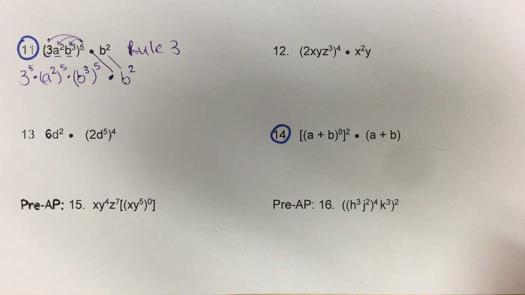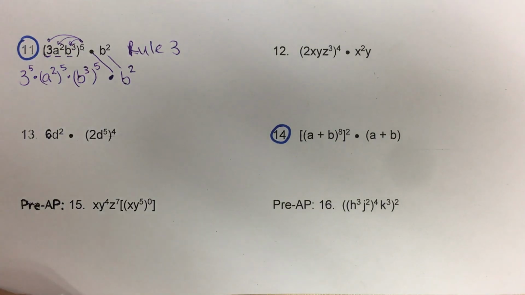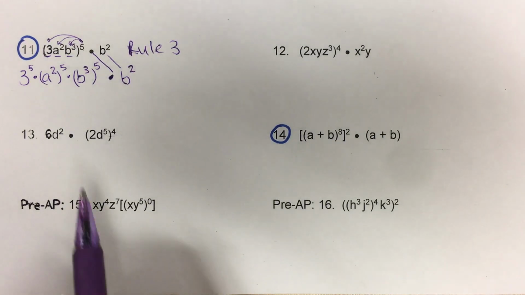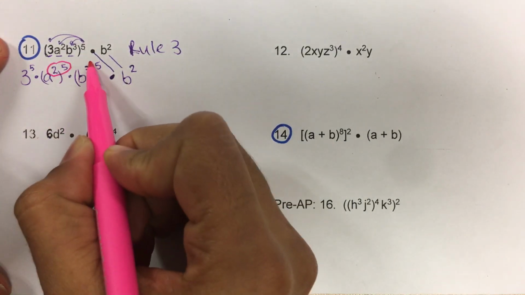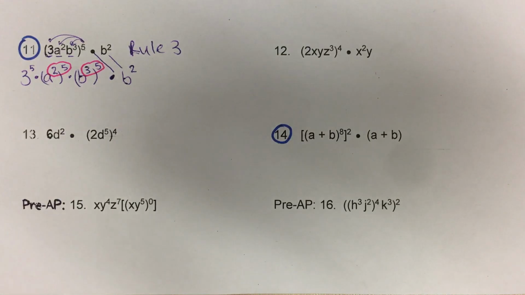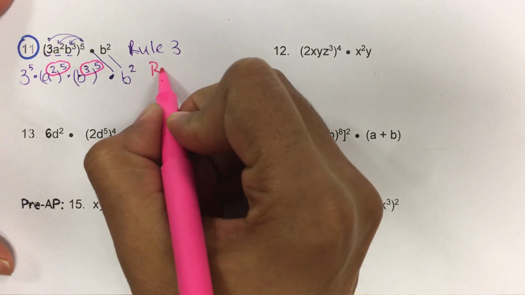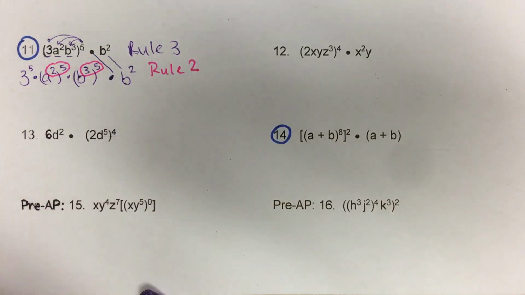Next, we're going to multiply out what we can. I guess we could do that at the end. Okay, what are we going to do with these side by sides right here? What are we going to do with those? We're going to use rule 2 for those. So next is rule 2.